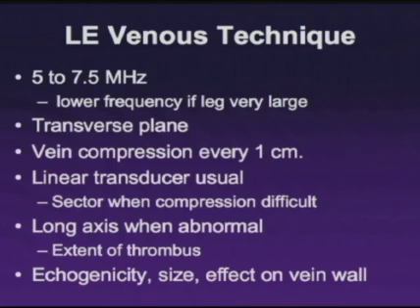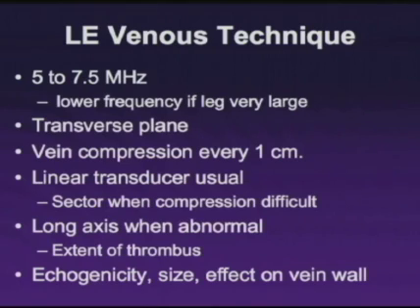Venous technique is to typically use a linear array transducer and to scan the patients in the transverse plane. The frequency is appropriate to the size of the leg. Most patients can be scanned with a 5 MHz transducer, although a very large edematous leg may require a lower frequency. Typically, vein compression is performed every centimeter or every 1 to 2 centimeters down the leg. Sector transducers can also be used and are particularly helpful in some patients when compression is difficult, to give a wider compression on the patient.